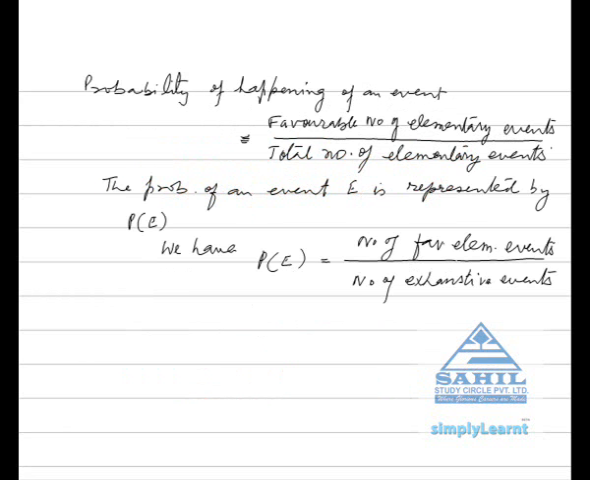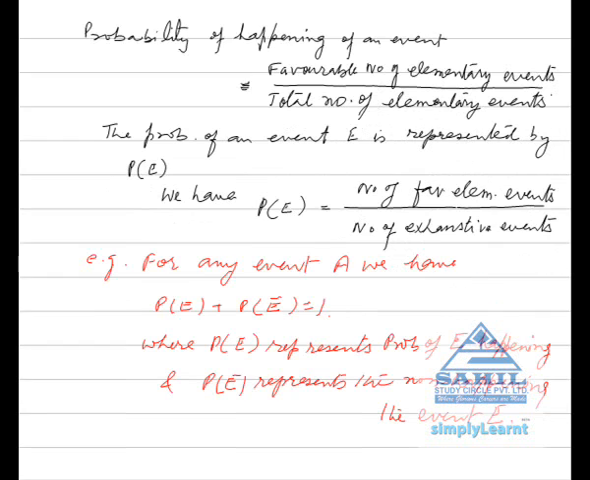Probability of happening of an event is equal to favorable number of elementary events divided by total number of elementary events. The probability of an event E is represented by P(E). So we have P(E) is equal to number of favorable elements upon number of exhaustive events. For example, for any event E, we have P(E) plus P(E bar) is equal to 1, where P(E) represents the probability of E happening and P(E bar) represents the probability of non-happening of the event E.